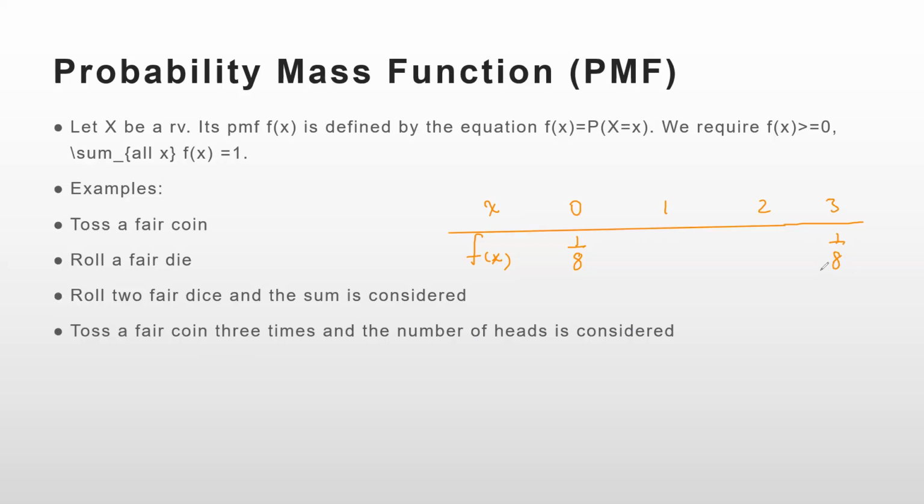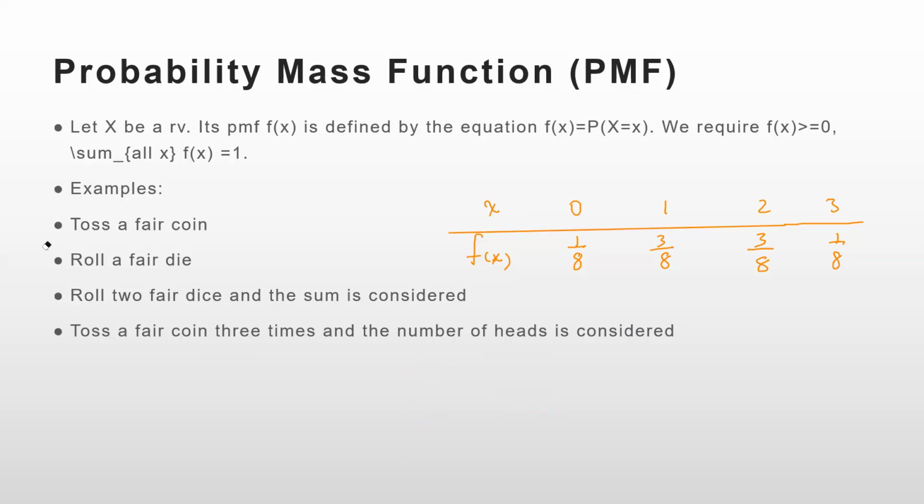Now, 1 head in 3 tosses. So you could have heads, tail, tail. You could have tail, heads, tail, and you could have tail, tail, heads. You actually have 3 possibilities. Each one has probability 1/8, so 3/8. Similarly, for 2 heads, you could have tail, heads, heads, heads, tail, heads, heads, heads, tail. 3 possibilities, 3 out of 8. And you add them up, you'll get 1.